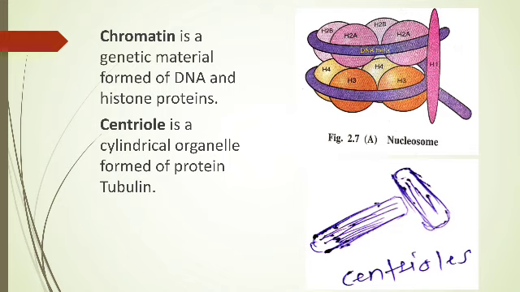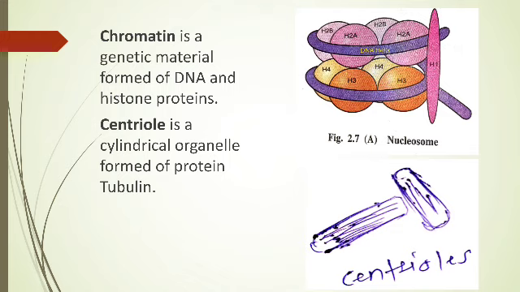The first of them is the chromatin. The definition of chromatin: chromatin is a genetic material formed of DNA and histone proteins. We already know that DNA is a long, elongated structure. Basically, in interphase it is a thread-like structure, and this thread-like structure is packed in the nucleus around the histone proteins.